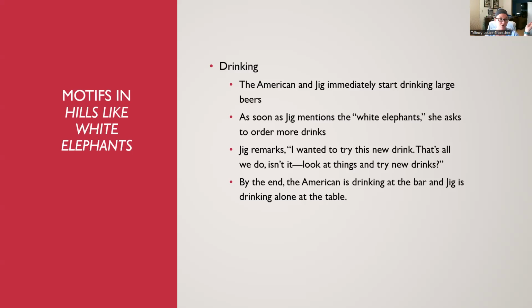And not only does this seem to be par for the course for them, sitting around, traveling, trying new drinks, there's also something to be said for this right here, right? As soon as Jig mentions the white elephants, she asks to order more drinks. Almost as if the drinking is to help ease the tension or to have something else to focus on instead of whatever's on her mind, perhaps. Right.